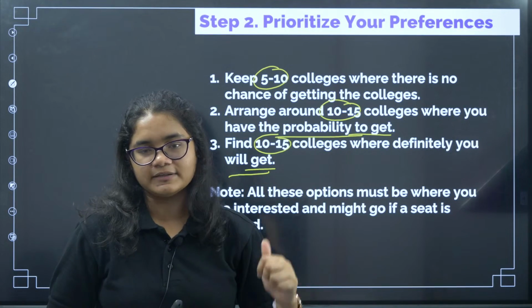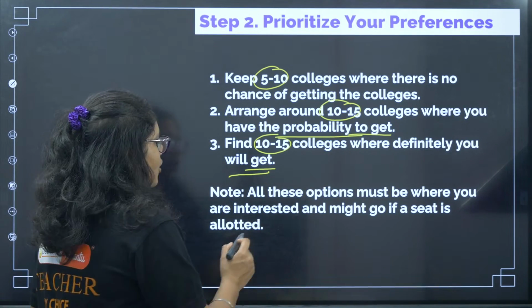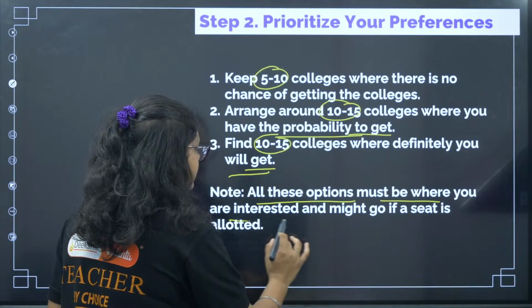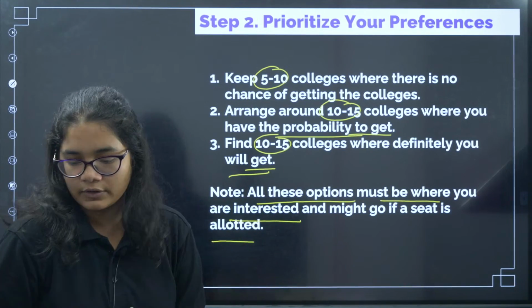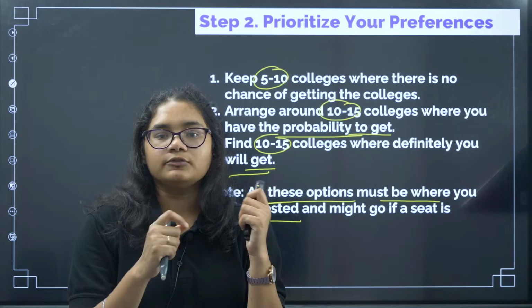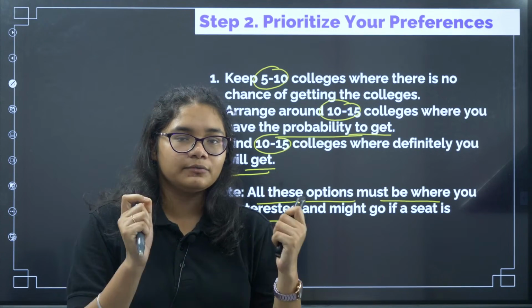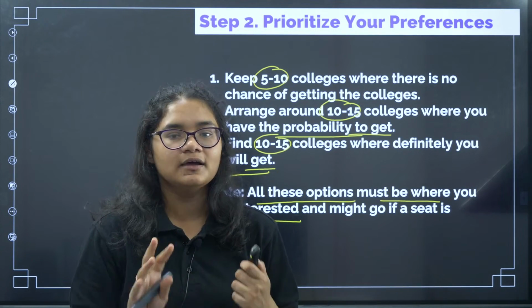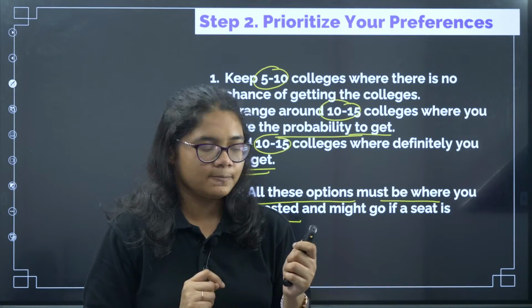You have to add the preferences in this order. All these options should be ones where you are interested and might go if the seat is allotted. So add only those options where you are genuinely interested in joining if the seat is allotted.